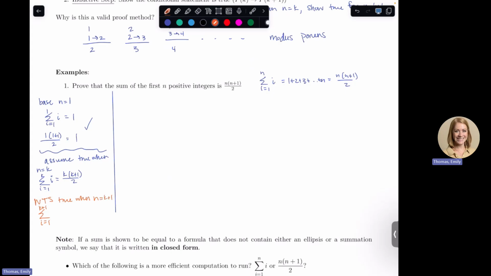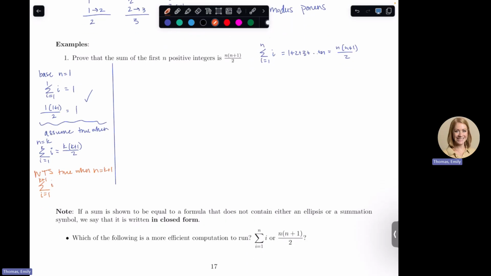So we want to show that the summation from i equals 1 to k plus 1 of i, I'm making these n's k plus 1s, is equal to k plus 1 times k plus 2 over 2. We good? Yes? Okay. I don't have any more space, so we're going to just do it in the proof in a minute.